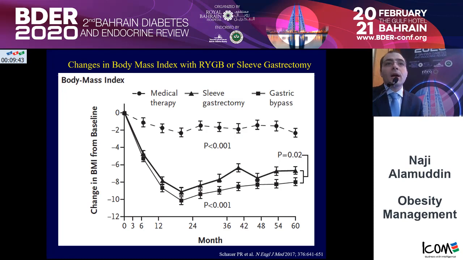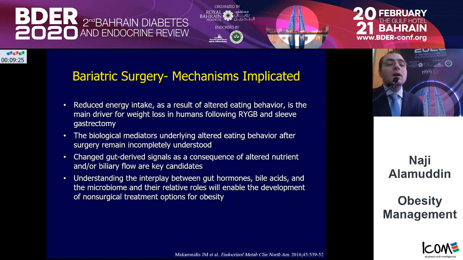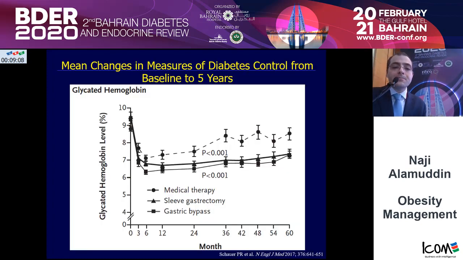So this is the STAMPEDE trial, 5-year outcomes. Type 2 diabetic patients were randomized to medical therapy, sleeve gastrectomy, or gastric bypass. On average, gastric bypass patients at 5 years lost 23% of their weight, sleeve gastrectomy 19% of their weight, medical weight management only 5%. We really don't know how these surgeries work. There are lots of studies looking at changes in the GI hormones that we talked about, so changes in ghrelin, leptin, etc. But then there are other things that we're looking at, including bile acids, microbiome, etc.